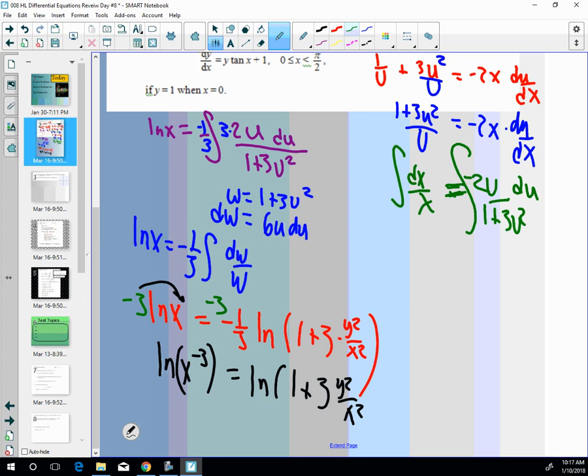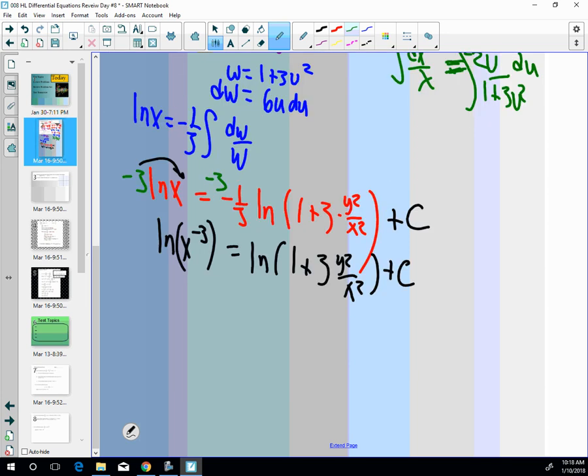Ooh, I did forget a c, though, didn't I? That's okay. We got this. Plus c. So this is going to be natural log of that plus c. That constant will be inflated a little bit. Plus c. Okay. Then natural log of this equals this plus c.